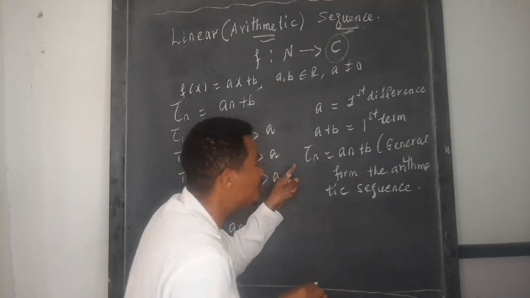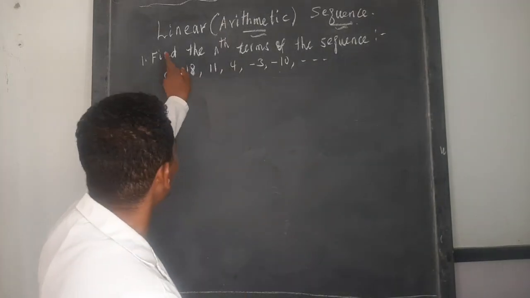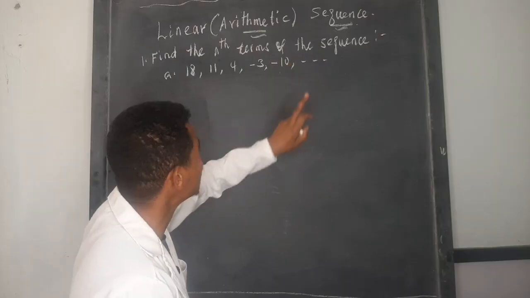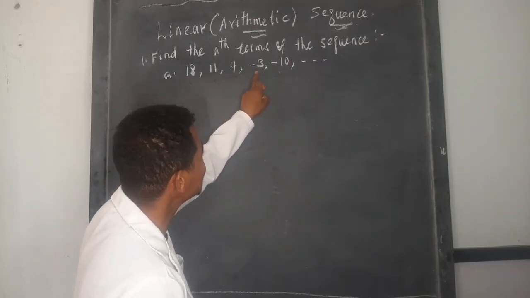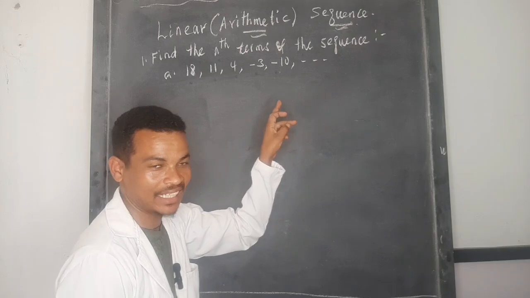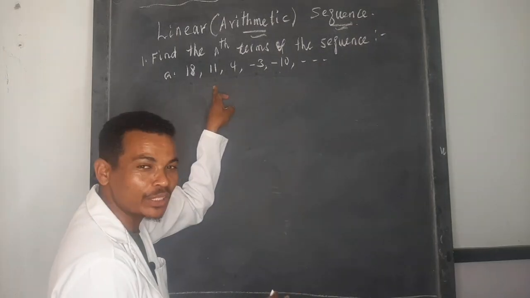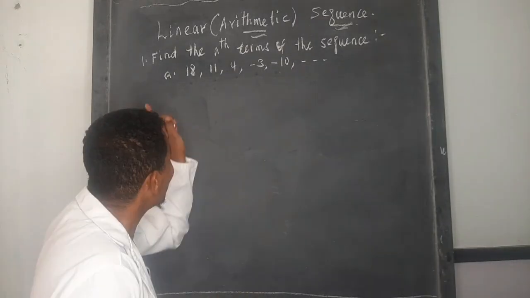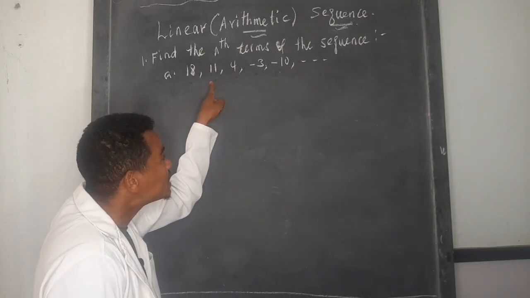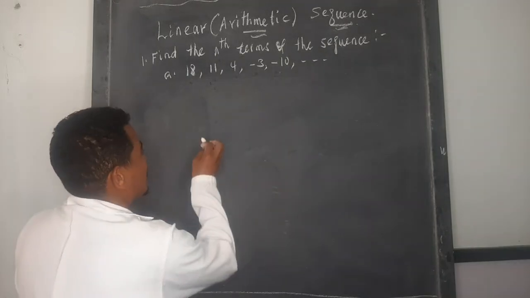So based on this, let's do an exercise by using two formulas. An example is this one: find the nth term of the sequence 18, 11, 4, minus 3, minus 10, and it continues. First, what kind of sequence is this? Is it an arithmetic sequence, a quadratic sequence, or a cubic sequence? If it is an arithmetic sequence, the first difference is constant. That is what we have to check.